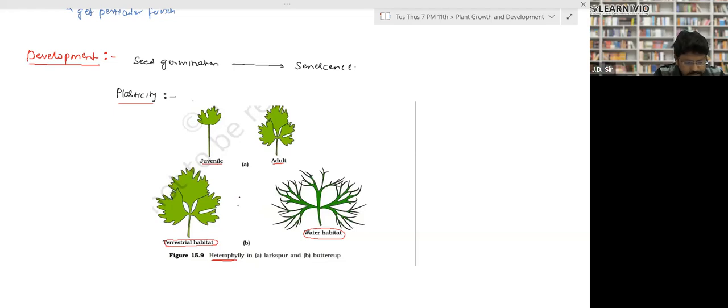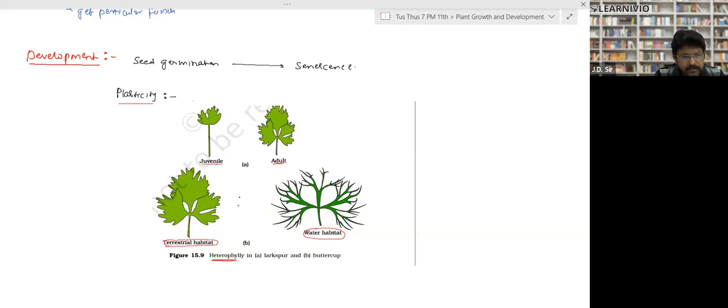The ability to change under the influence of internal or external stimuli is called plasticity. Intrinsic plasticity is found in juvenile stage of many plants. Example, coriander.